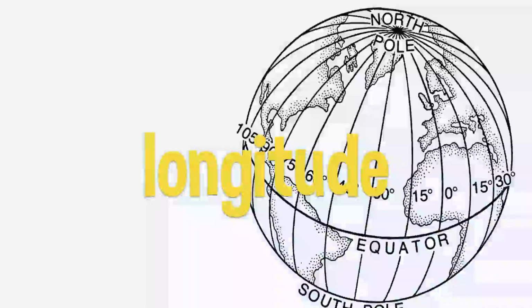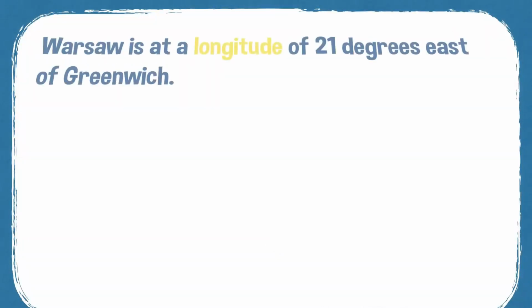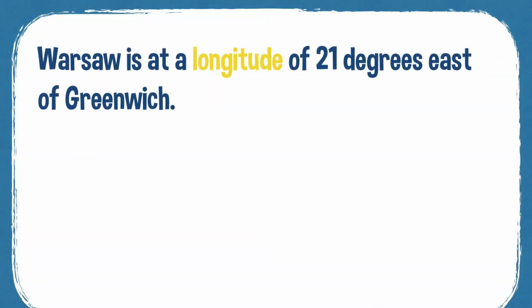Longitude. Lines of longitude are lines on a map that run from north to south. They're vertical lines. They tell you where you are in degrees west or east of what's called the prime meridian or the Greenwich meridian. So Warsaw is at a longitude of 21 degrees east of Greenwich.